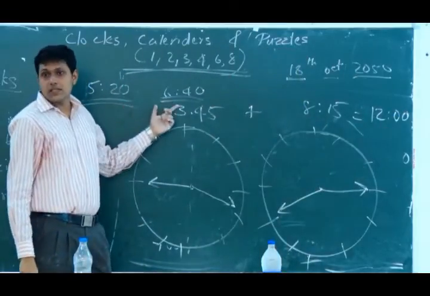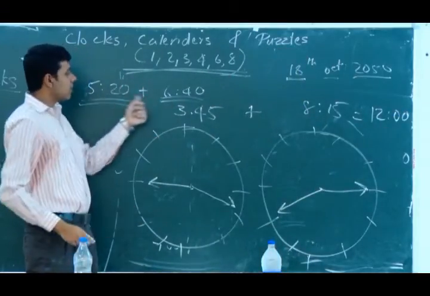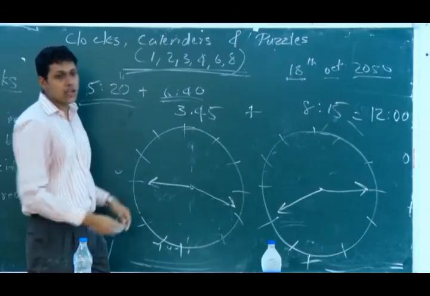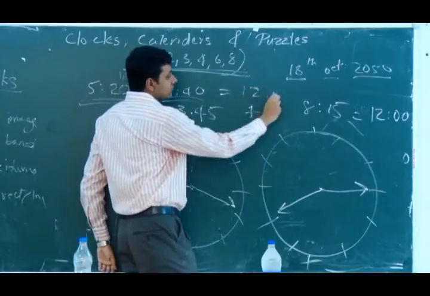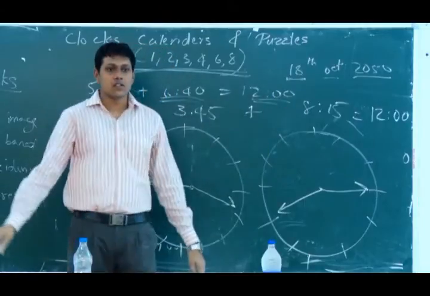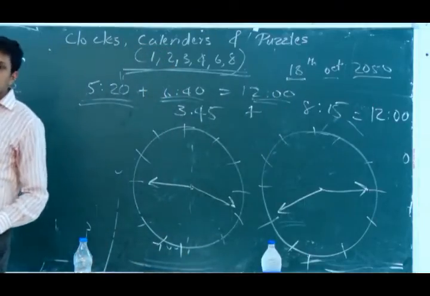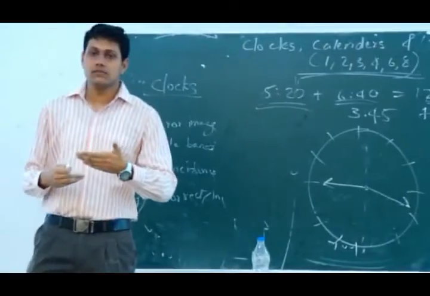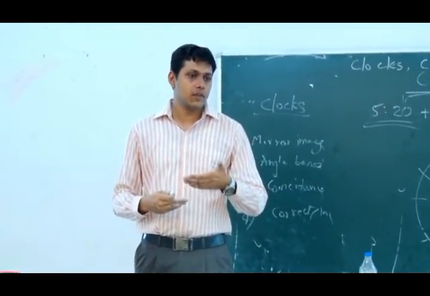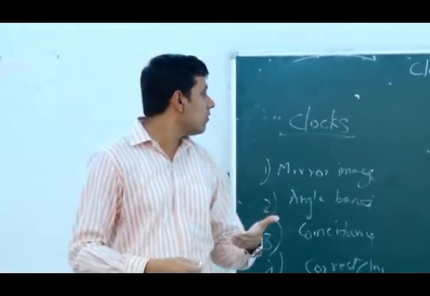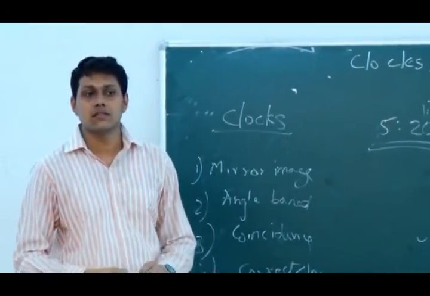What is 5:20 plus 6:40? 5 plus 6 is 11, and 20 plus 40 is an hour, so it's 12. So whatever time you get, just subtract it from 12 and you will get the mirror image time.